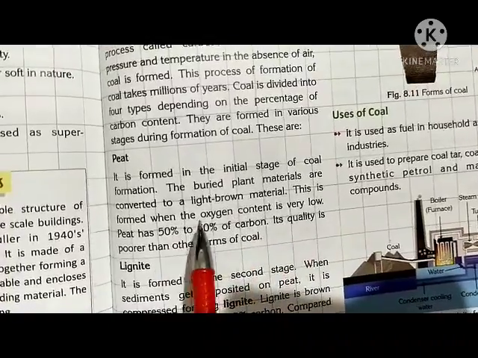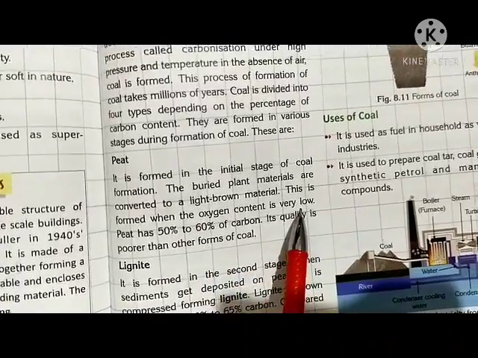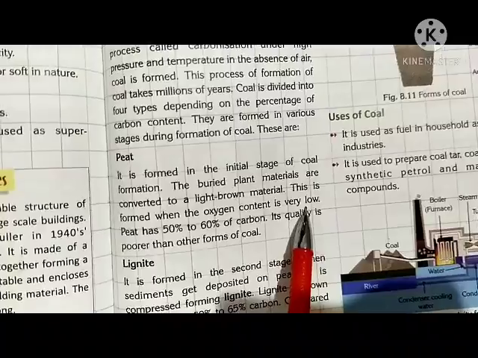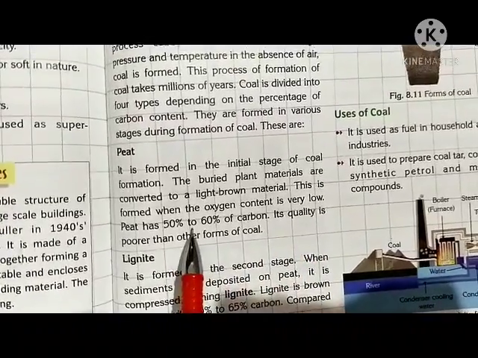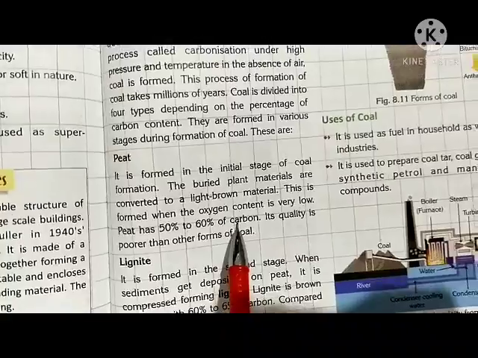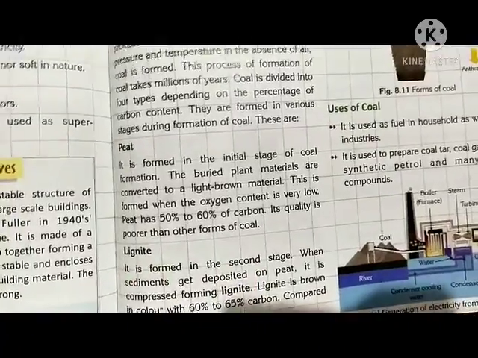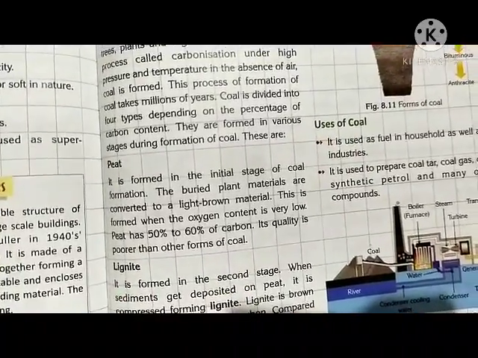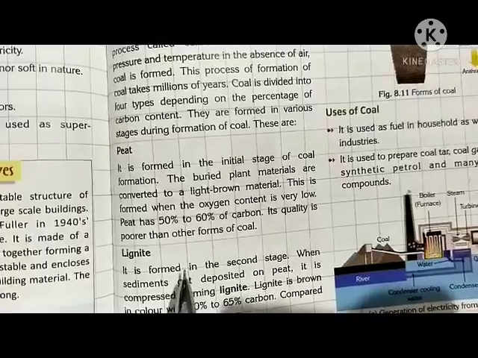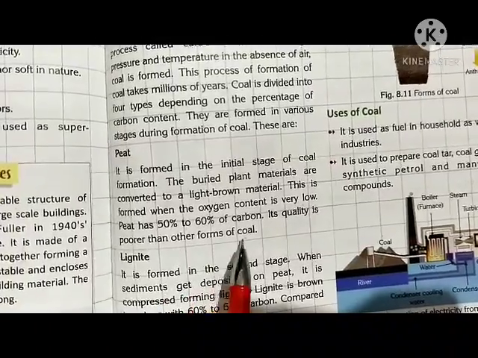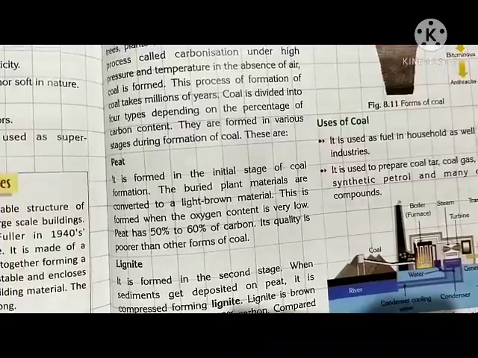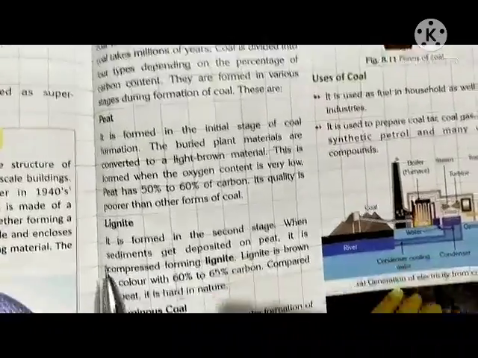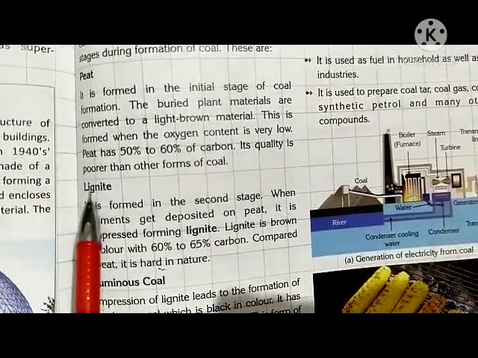This is formed when the oxygen content is very low. Peat has 50% to 60% of carbon. Its quality is poorer than other forms of coal, which means the other forms of coal have better quality than peat.